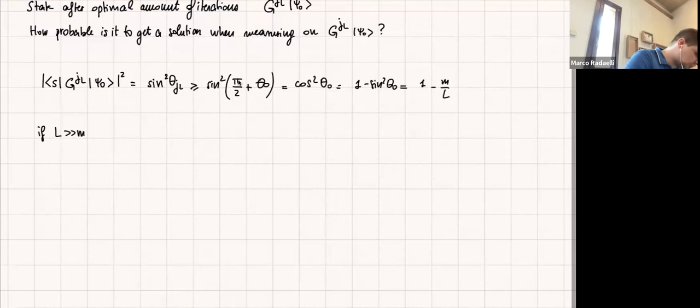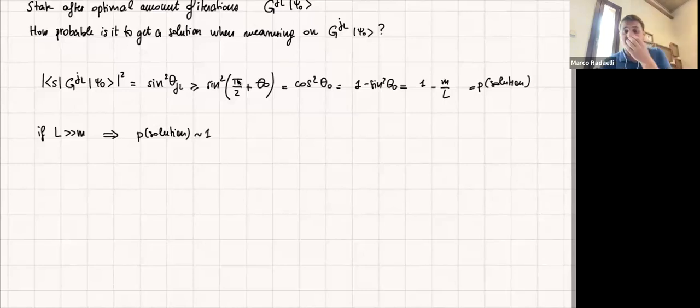At this point, the probability of getting a solution, so let's call this P of solution, is approximately 1. Obviously, if we are doing a search in which there are a lot of solutions, the angle theta naught will be larger. In the limit, the angle will be 90 degrees if everything is a solution. At that point, this algorithm doesn't work too well, but at the same time, it doesn't make too much sense to look for solutions if all the elements are solutions themselves.